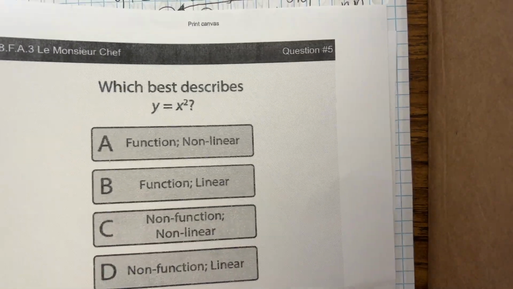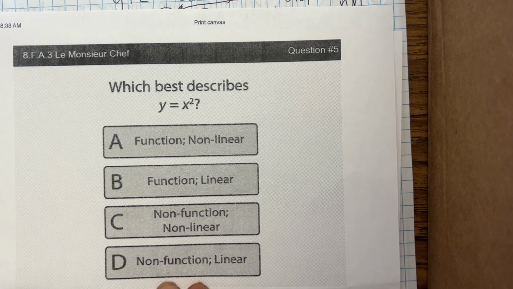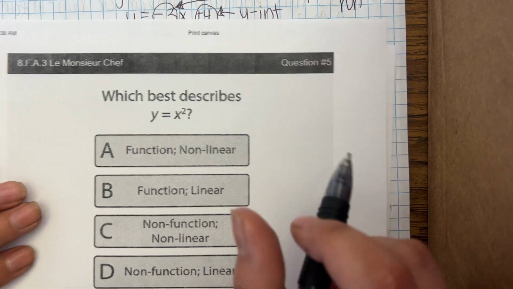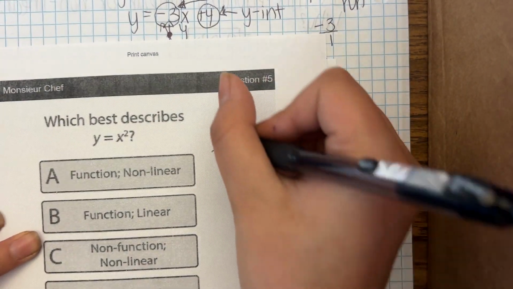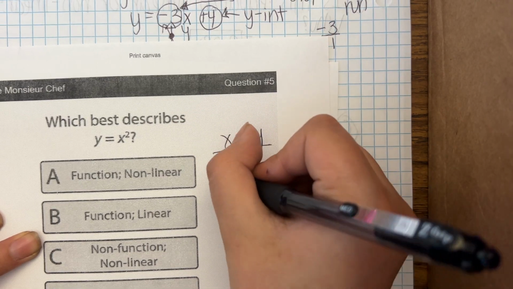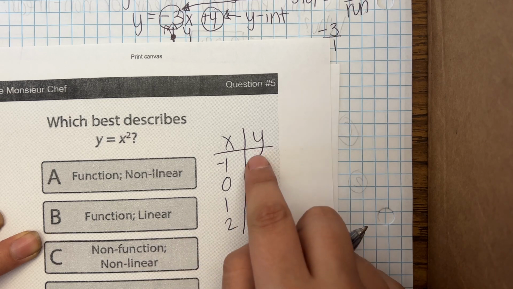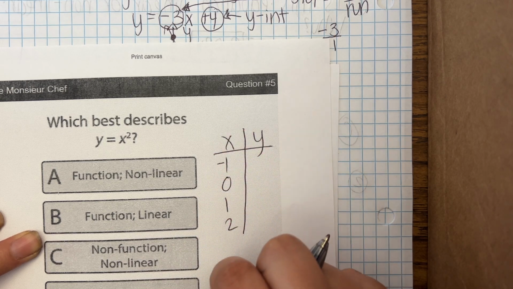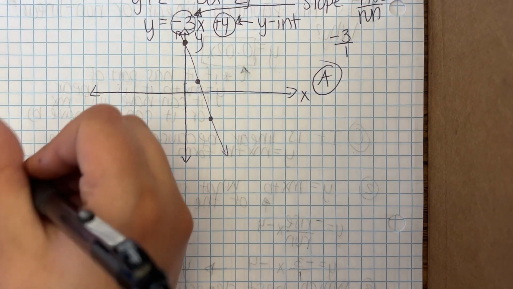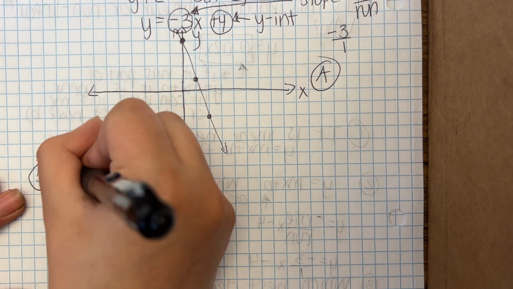Okay, and the next one, it says, which best describes y equals x squared? So remember, if we were to do a chart for this one, you don't have to write this down, okay? X and Y. Don't write this down. So it is -1, 0, 1, 2. So if we were to do this, none of the inputs are repeating. So it would be a function. So that one we don't have to really work too much on, but I want you to write this.